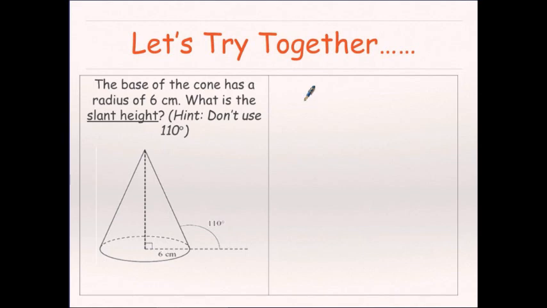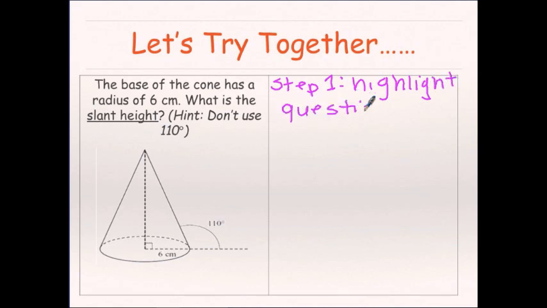So here's how we figured this one out. First, we're going to do the same thing. Step 1, highlight the question. So I'm going to take my little highlighter and highlight the question. I'm going to go ahead and highlight the hint too, so I don't make the mistake of using what they said not to use. It says the slant height, and the slant height is just what it sounds like, this slanted side right here. That's what it wants to know.